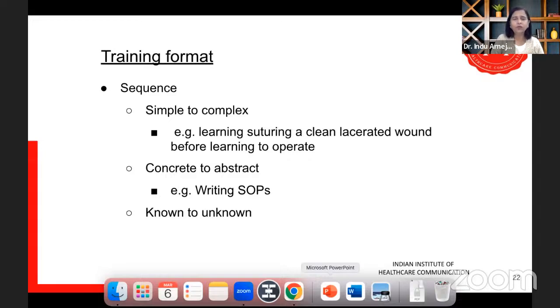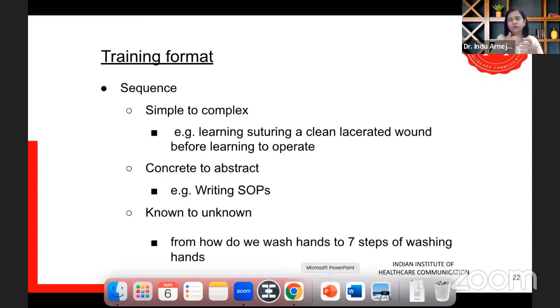For example, when we ask people to learn how to wash hands using 7 steps, they know the initial few steps, but some of the steps they will be missing. Ask them to show what steps they know. Somebody will show you 3 or 4, and then you introduce the rest of the 3 or 4. So you're taking them from known to unknown. These are different ways that help us to design our training format and make it easy for us to deliver.